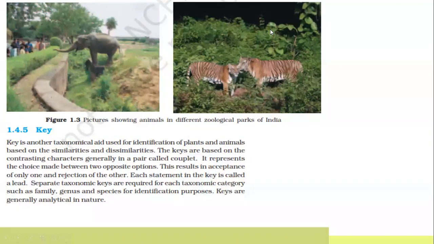Another taxonomical aid is the key. A key is used for identification of plants and animals based on their similarities and dissimilarities. The key is based on a pair of contrasting characters, which is known as a couplet. Each statement in the key is known as a lead. Separate taxonomic keys are required for each taxonomic category, such as family, genus, species. For identification purposes, they are generally analytical in nature.